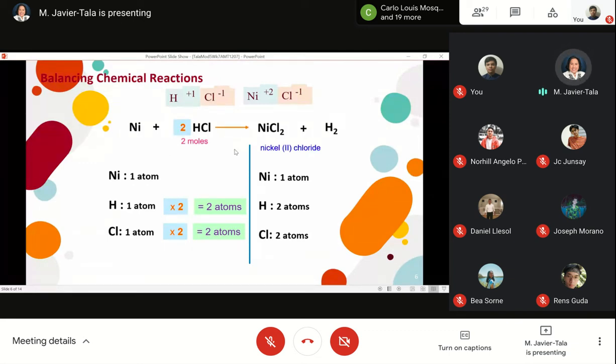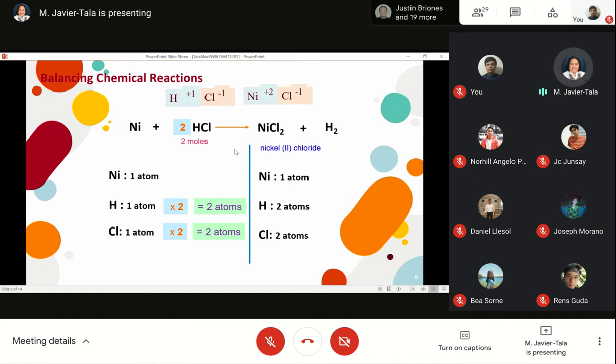So if you will check in this reaction, both sides have 1 atom of nickel each. Then your reactant and product side have both 2 atoms of hydrogen and 2 atoms of chlorine. So this balanced chemical reaction, if we will be reading it, it will be read as 1 mole of nickel and 2 moles of hydrochloric acid yields 1 mole of nickel 2 chloride and 1 mole of hydrogen gas.